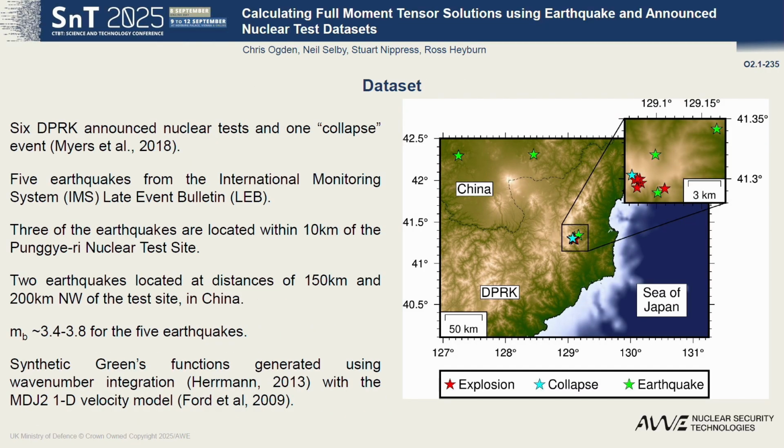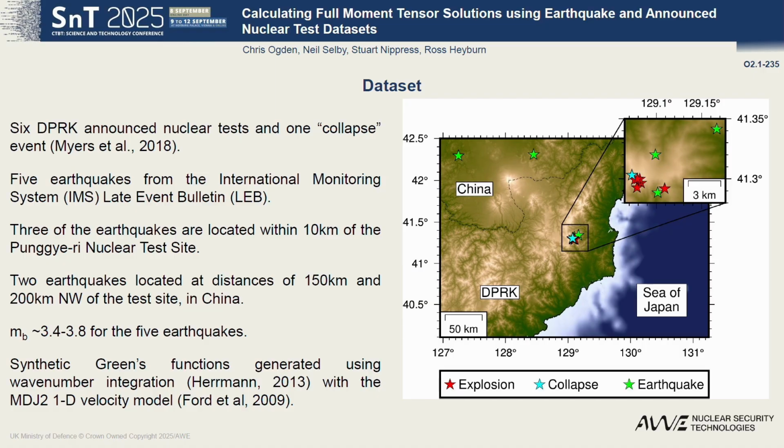So I thought I'd quickly move on to what our data set is about. We're looking at the DPRK, and there are 6 explosions and a collapse event immediately after the last explosion. And then there are 5 earthquakes from the LEB. Some of those are located very near to the test site, and 2 of them are further away in southern China.